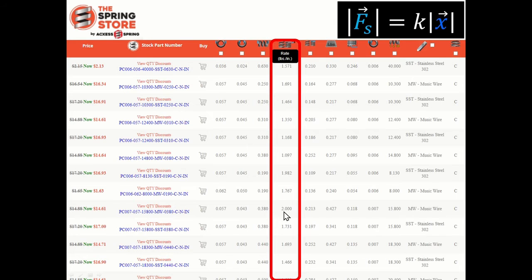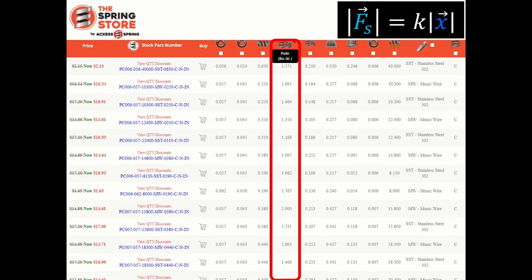that's the spring constant. So if we only displaced the spring ½ an inch, that spring would only push back with 1 pound. If we stretched the spring 2 inches, well, it's 2 pounds per inch. If we displaced it 2 inches, the spring would have pulled with 4 pounds of force.